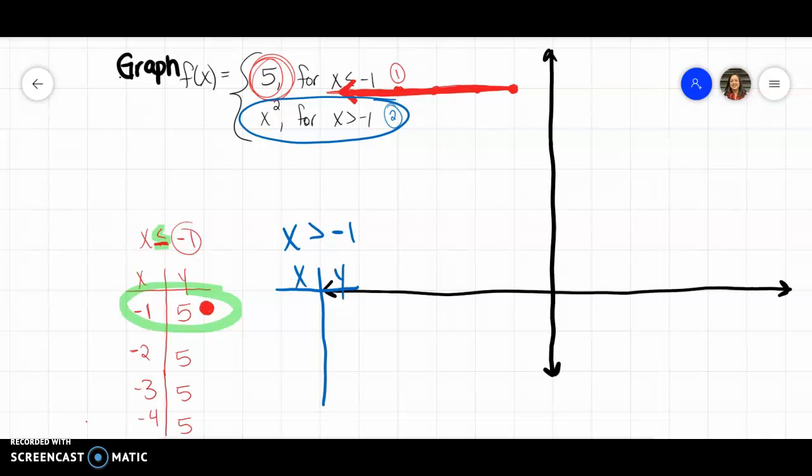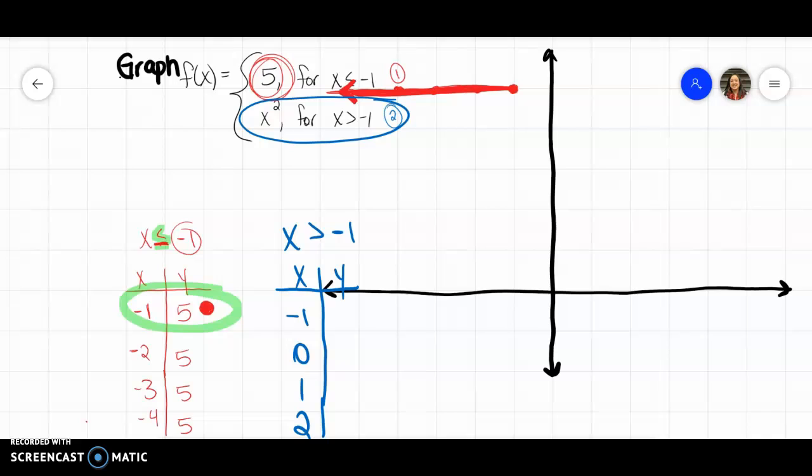All right, but in my table, I'm still going to start at -1, but I want to include points greater than -1. So that's going to be -1, 0, 1, 2. You can keep going, like I said, as far as you want to, but for right now, I'm just going to stop right there. But guys, I want you to look at this.